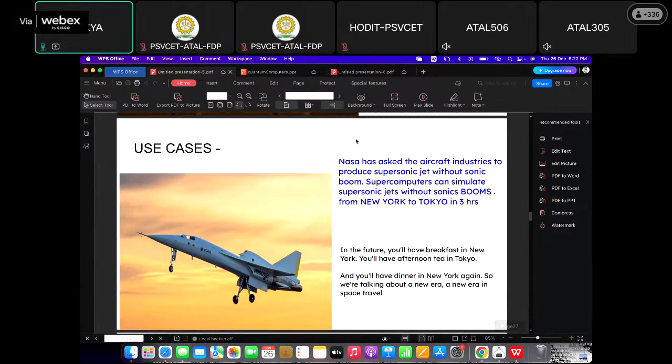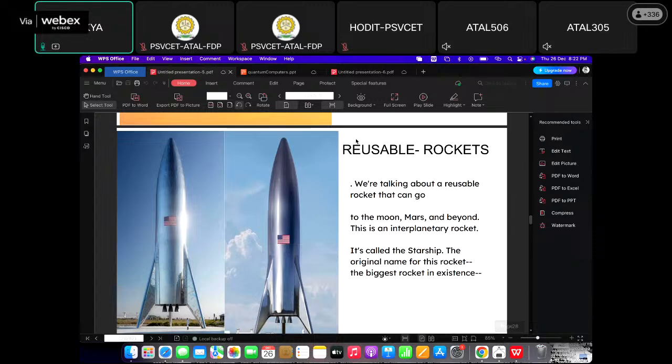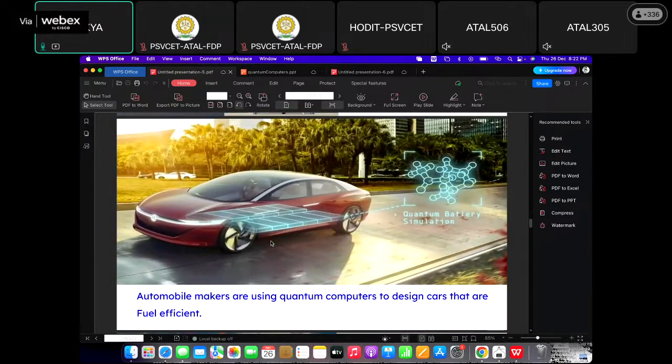The first one, that is sonic booms. Second one, that is the reusable rocket. Third one, nowadays the automobile industries, I mean Mercedes, they are using quantum computers for quantum battery simulations.